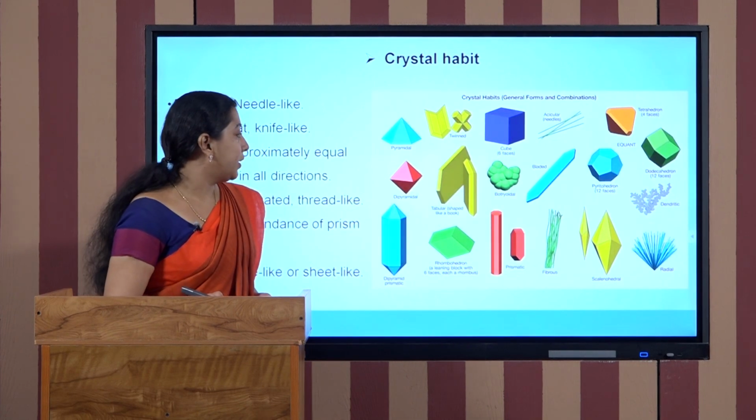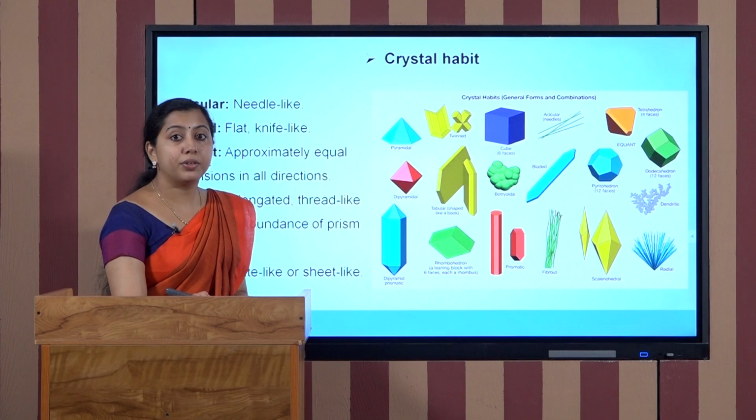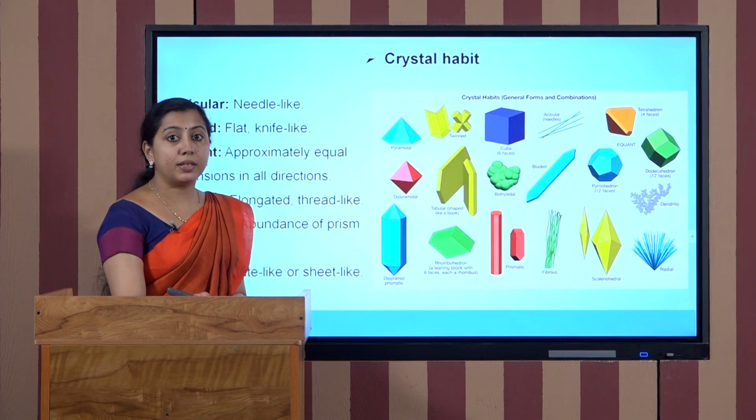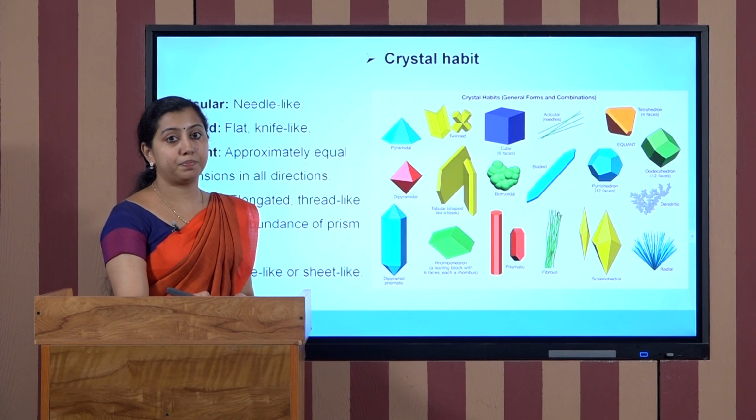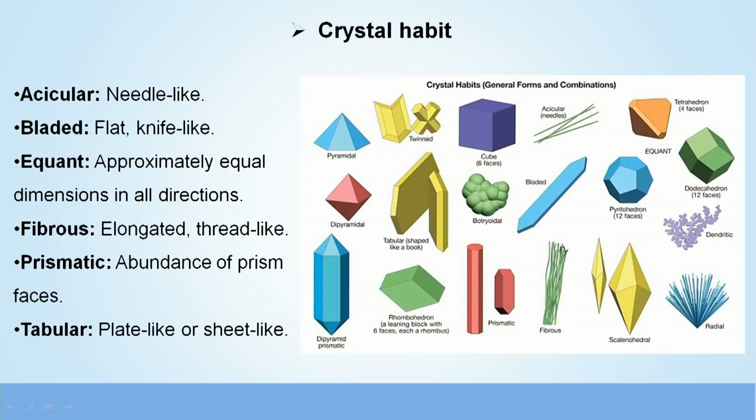So, on the screen you can see a variety of crystals exhibiting various shapes or crystal habit. For example, one type of crystal habit is acicular, which has a needle-like appearance. So, you can see here acicular crystals or needle-like appearing crystals. Another one is bladed or having a flat knife-like appearance. So, this is an example of a bladed crystal habit.